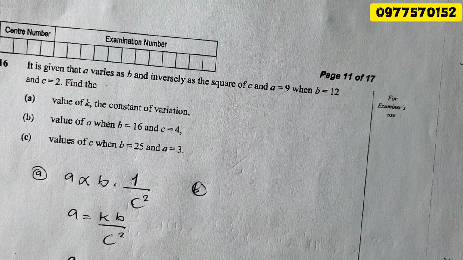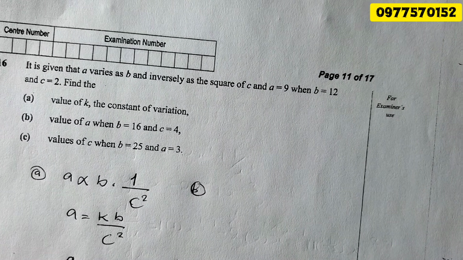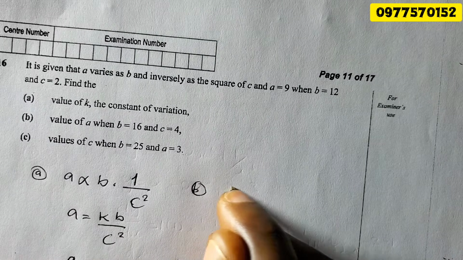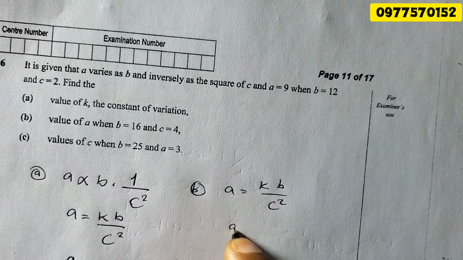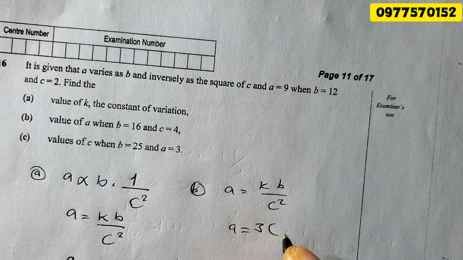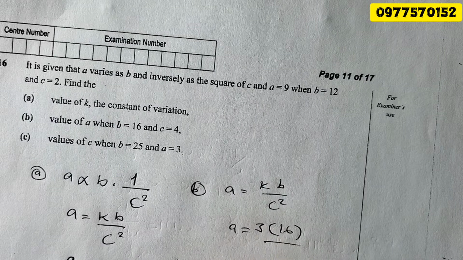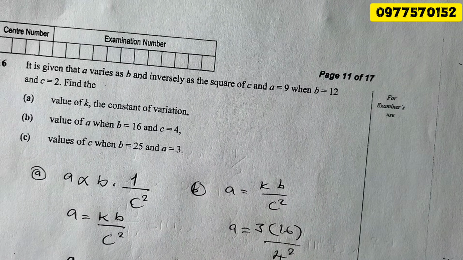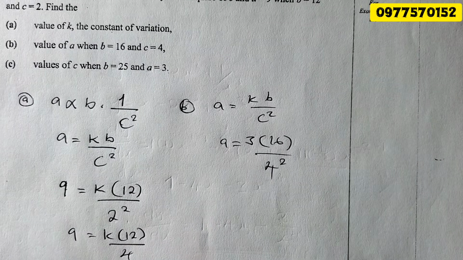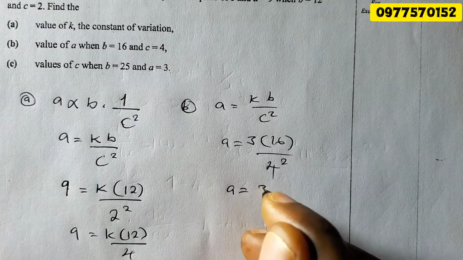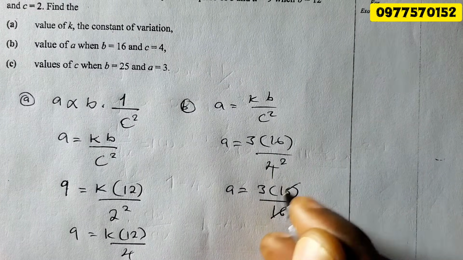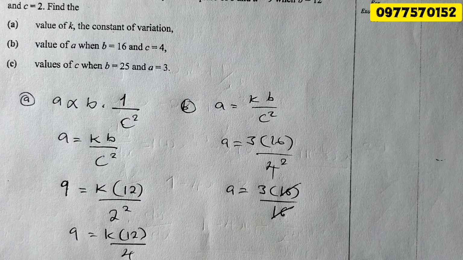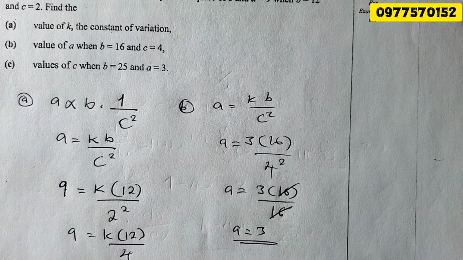Now we can find the second question. The second question is saying find the value of A. This is the formula we're going to use. A is equal to KB over C squared. We're finding the value of A. K you found to be 3. B is 16. C is 4. Since it's C squared, it will be 4 squared. Are we together? Then A is equal to 3 times 16 over 4 squared, which is 16. So this and this will cancel. Then the value of A will be 3.